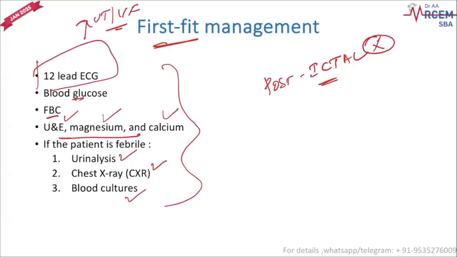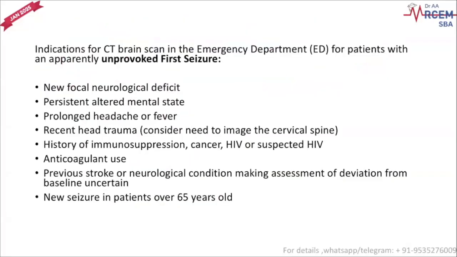The description is usually given by bystanders. They may not give you a clear history of whether a proper post-ictal drowsiness was there or not. Then there might be some confusion. So getting an ECG done is also an important parameter. So this is for anyone who presents with a first fit, that is, the first time he has ever had a seizure.